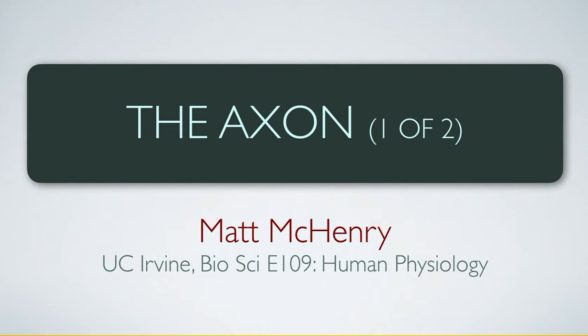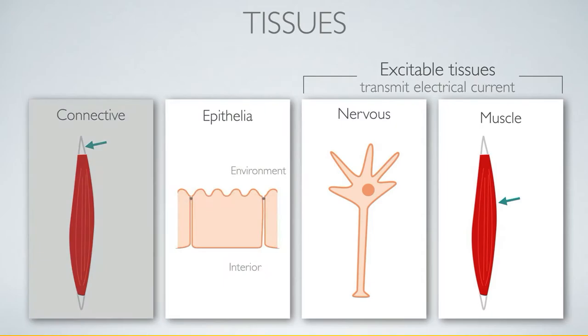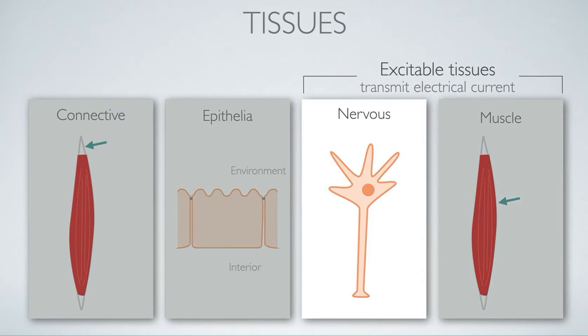Now that we have some understanding for how voltages can be generated across the cellular membrane, we're going to talk in detail about how excitable tissues work. And we're going to start with a focus on neurons, and in particular, the part of a neuron called the axon. And the axon we're going to consider in so much detail that it's going to span 2 of these mini lectures. Okay, so excitable tissues transmit electrical current.